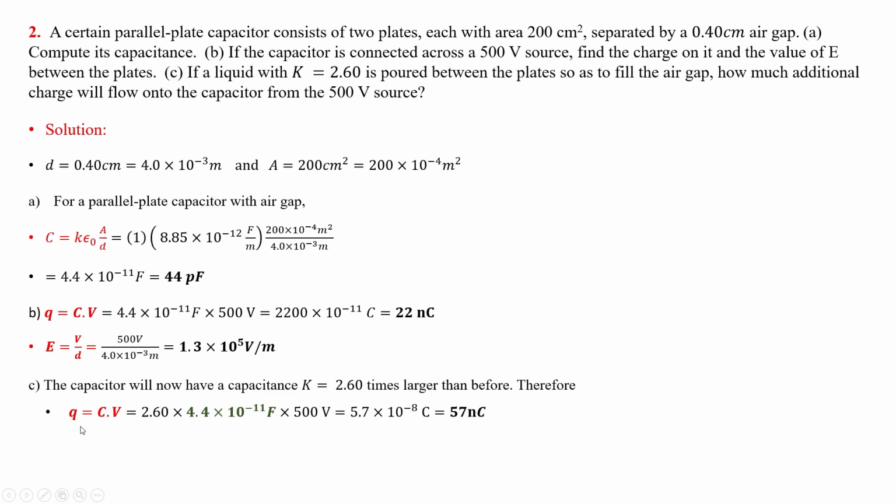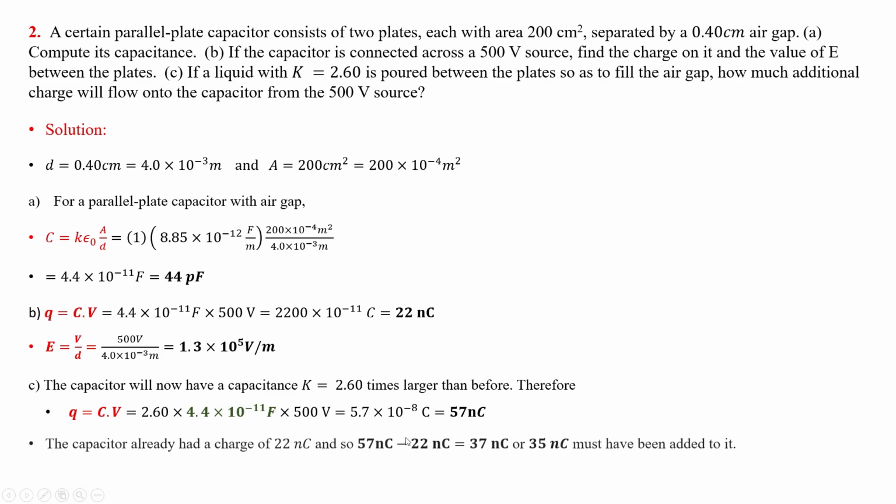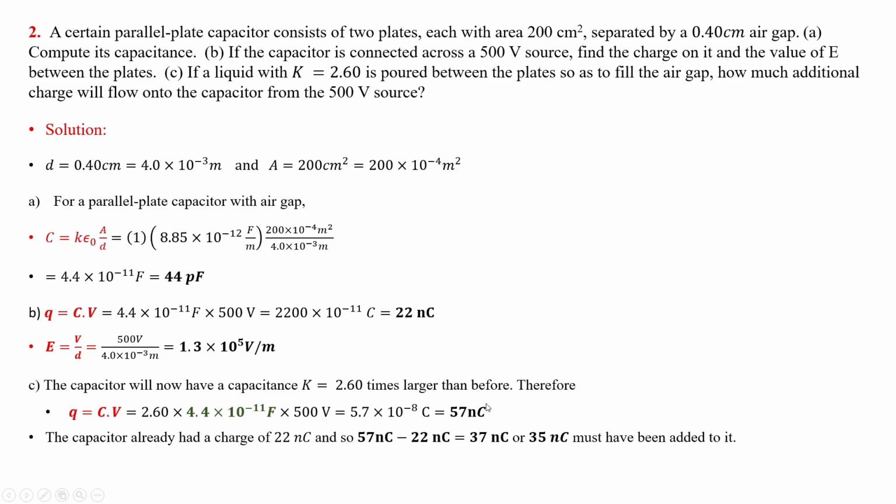We know that charge is equal to the product of capacitance and voltage. So here this 2.6, which is a constant, multiplied by capacitance multiplied by voltage, we get the final value to be 57 nanocoulomb. And after that we deduct the initial charge from this value. After deduction we get the final value to be 37 or 35 nanocoulomb.